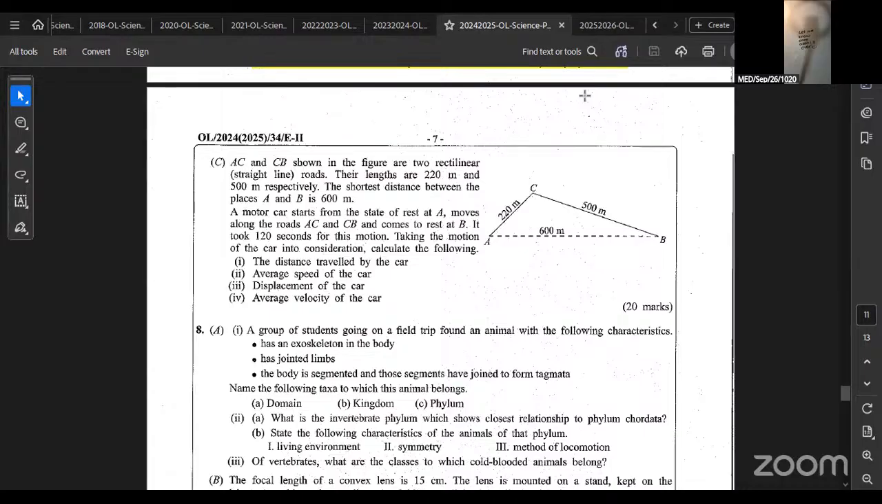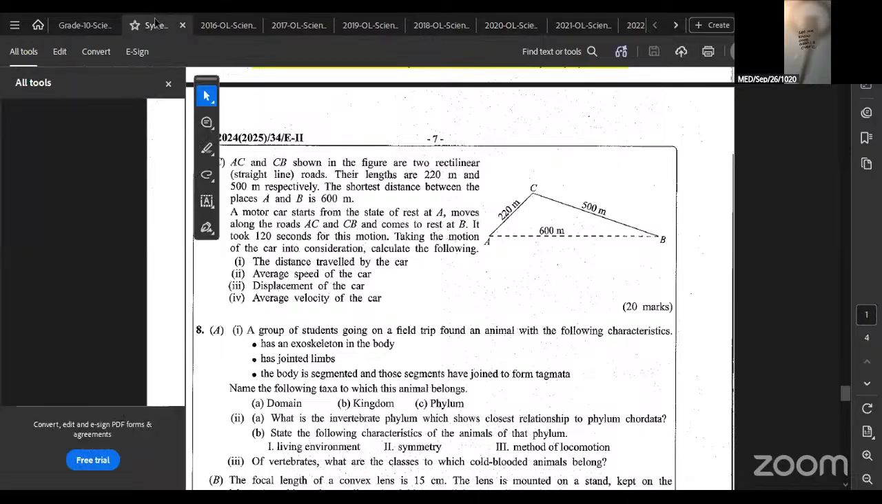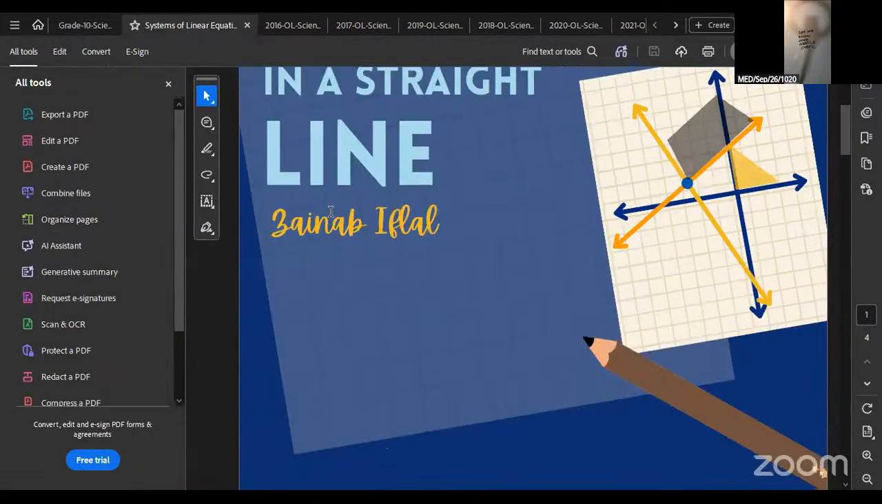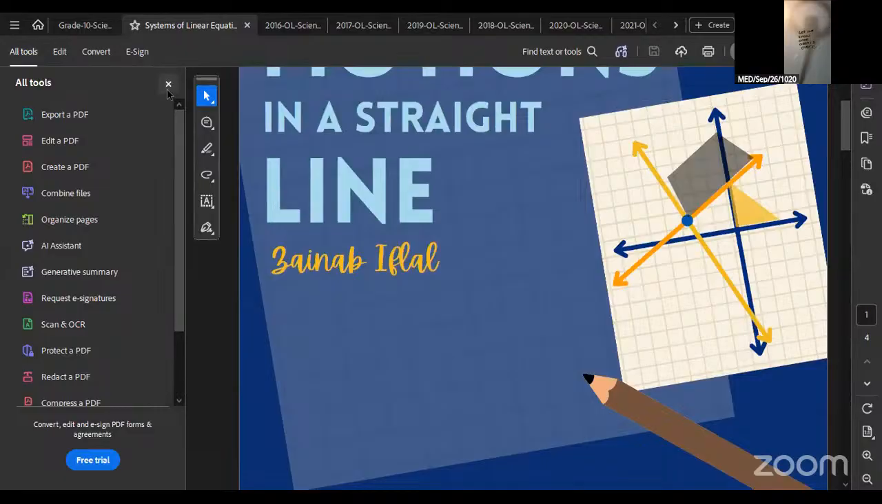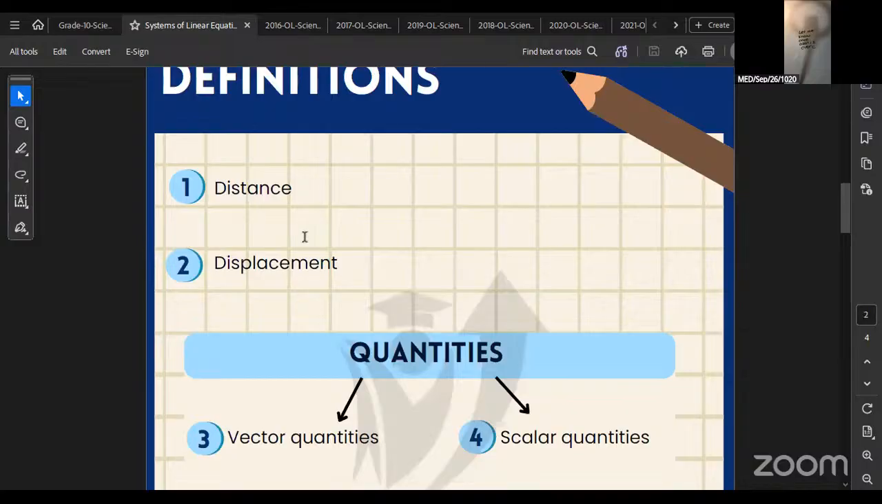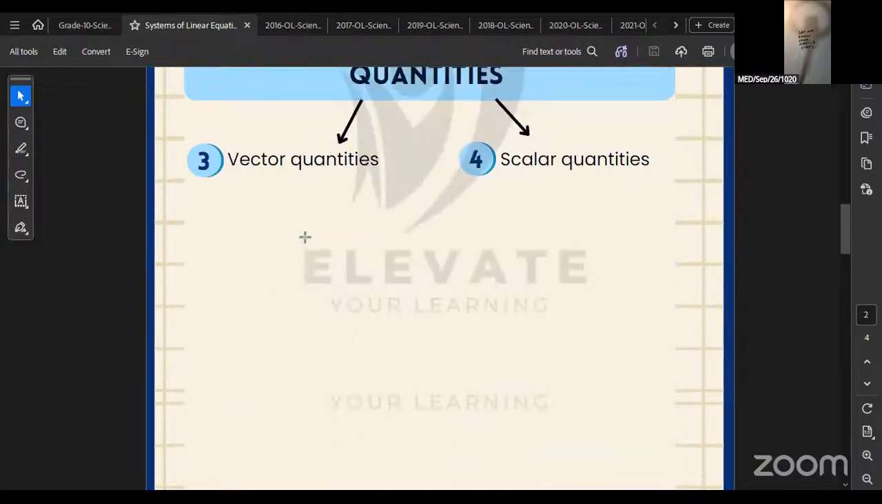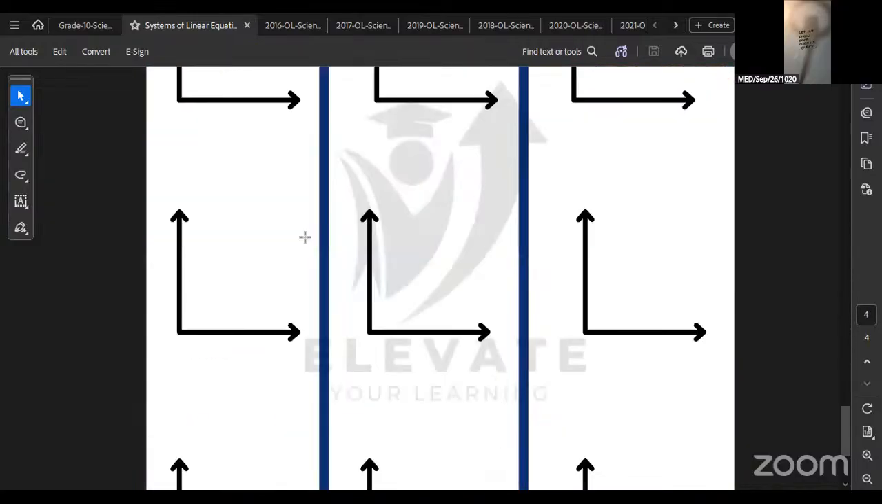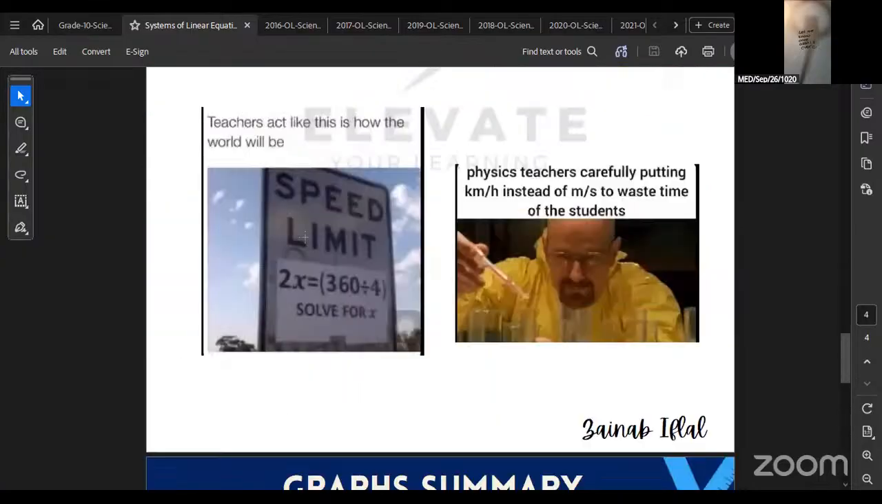So let's start today's session, which is motion in a straight line. I hope you have printed the tutes. If you don't have the tute, that's okay, I'll share it. Okay, so this is the tute. I haven't included much because we'll be doing a lot of things, and I will not be doing much with the tute. That's why today's one is such a short tute.